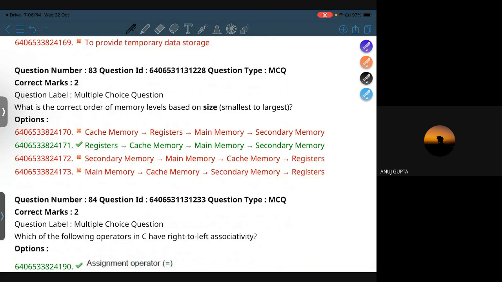And what's the correct order of memory level based on size? Register is very small. Then cache maybe in KBs. Main memory is your RAM, so it can be in GBs now. And secondary, it can be in TBs. Register is very, very small. It stores only in bytes.